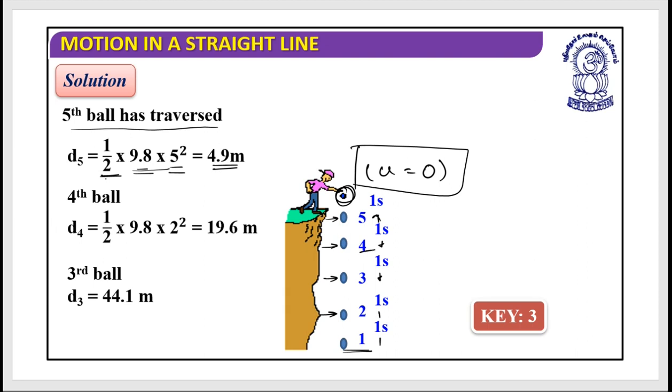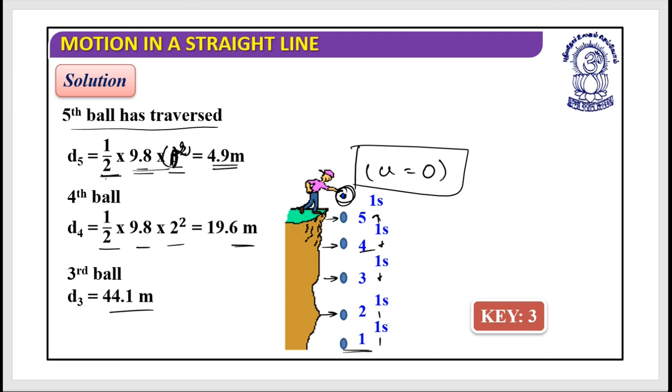Now let's talk about the fourth ball. It's again 1 by 2 into 9.8 into 2 square, and this would be 19.6 meters. Let's talk about the third ball. It would be 44.1 meters. I hope these things are clear to you.